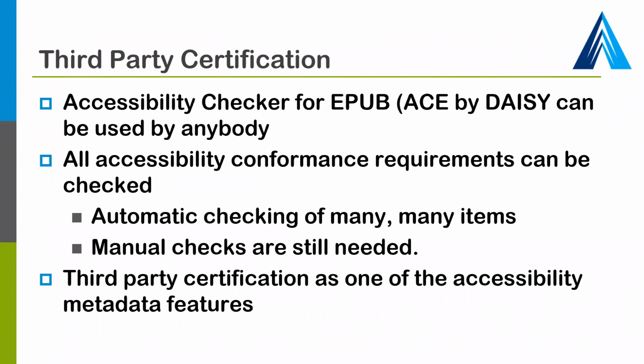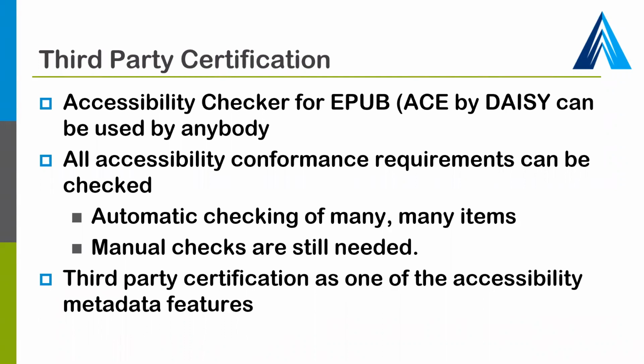So third-party certification, where an independent organization gets involved. The accessibility checker from DAISY is free, open source, anybody can use it. We know that the publishers are using it, and third parties could use the same accessibility checker to review the title just like the publisher did.